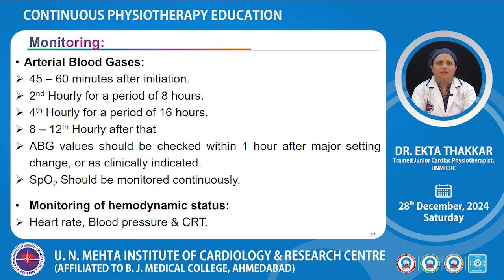Then arterial blood gas: 45 to 60 minutes after initiation of HFOV, then second hourly for a period of 8 hours, then fourth hourly for a period of 16 hours, then 8 to 12 hourly after that. ABG values should be checked within 1 hour after a major setting change or as clinically indicated. SpO2 should be monitored continuously. Monitor hemodynamic status, that is heart rate, BP and CRT.